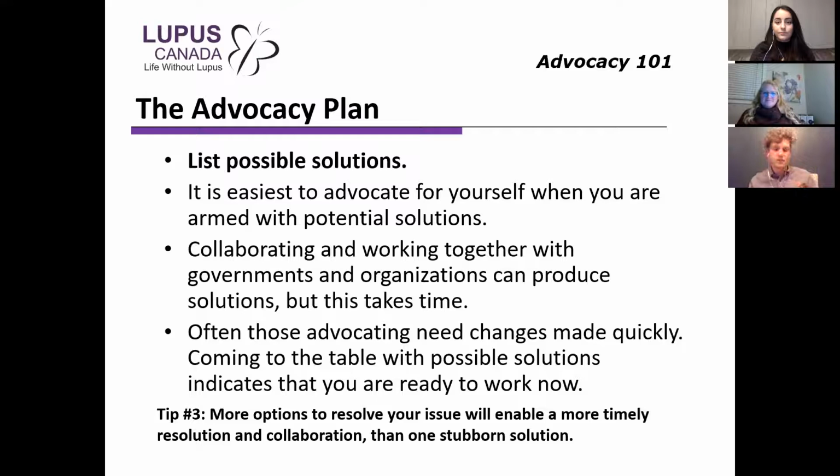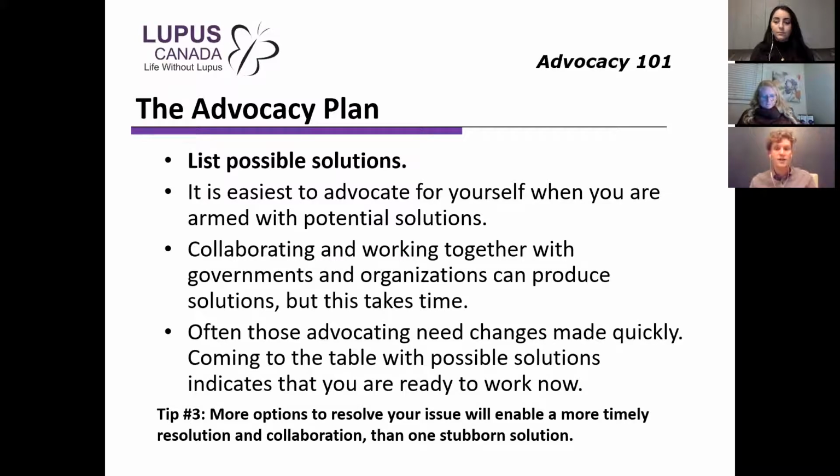So you're listing your possible solutions. It is easiest to advocate for yourself when you are armed with a bunch of solutions, and that's for a number of different reasons. But as you can see, tip number 3, the more solutions you have, the easier it's going to be to have a more timely resolution, to be more collaborative than it would be if you have one solution that you think is going to work and you're coming from a very stubborn position. What you're trying to do when you're doing your self-advocacy, using this advocacy plan, is come up with a bunch of different things that could work to alleviate your problem. It may not work personally for you, but perhaps the city you live in, that's something that they'd be interested in, or perhaps that's how your employer could see this working with solutions 2 or 3.